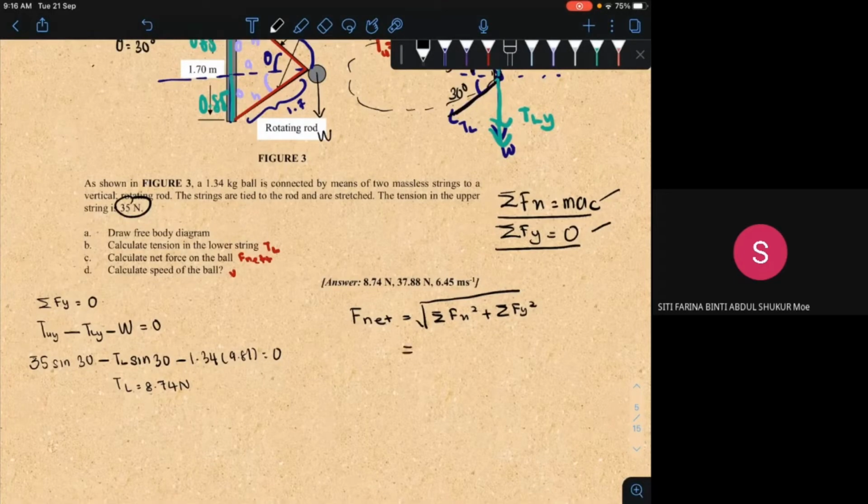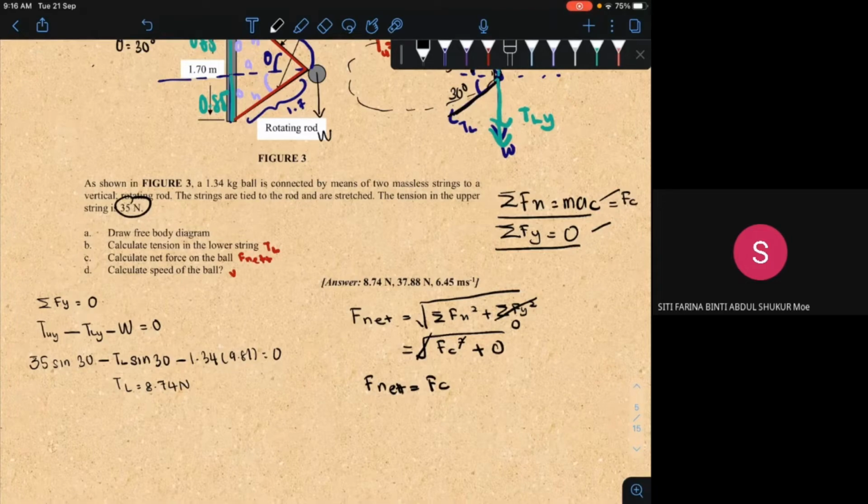So summation along X we equate with MAC, right? Summation along X we equate with MAC, which is also basically your centripetal force, which is your FC here. So it is FC squared. Plus Fy, which is 0 actually. So 0 squared. Okay, and then square root cancels. So basically your F net is your centripetal force. The force that contributes to the motion only.